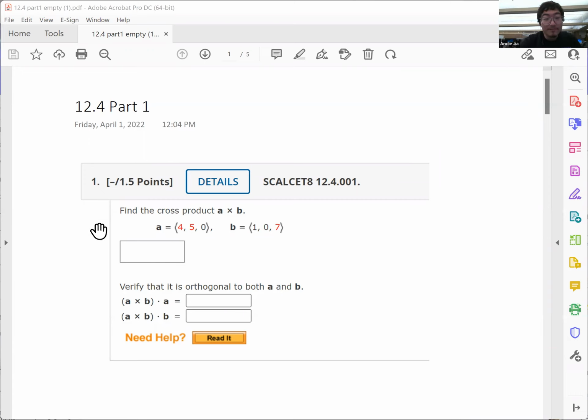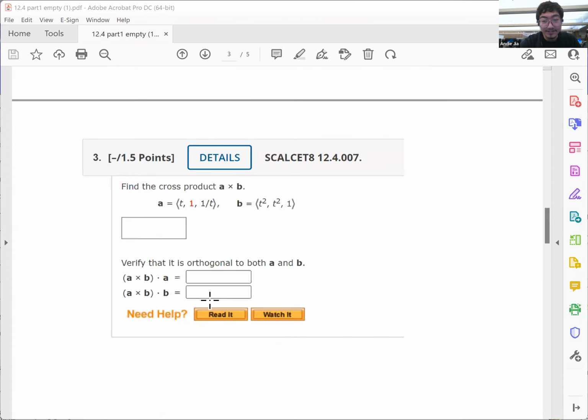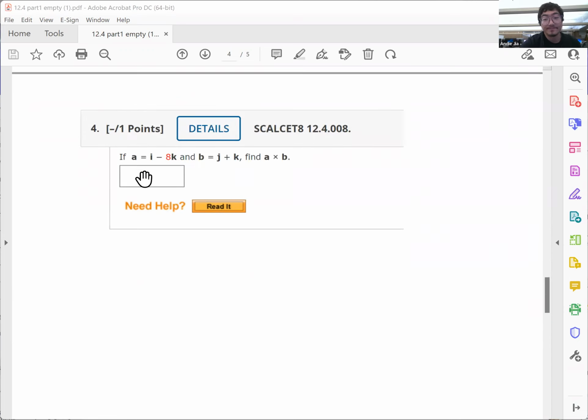So for questions 1 and 2, they're pretty straightforward, and 3 is more computational. If you know the equation for the cross product, you just need to use this equation and get the answers. So those 1 and 3 are pretty straightforward.